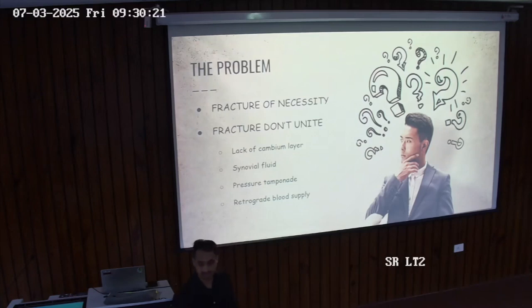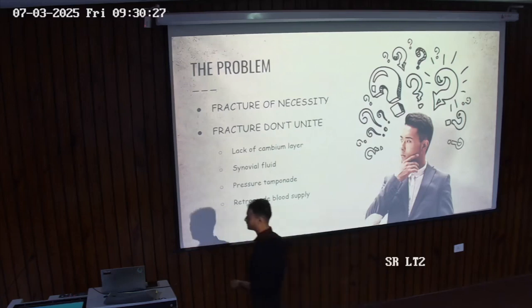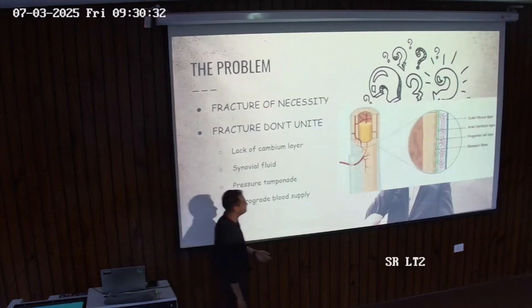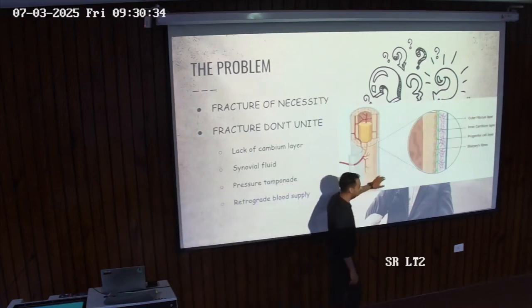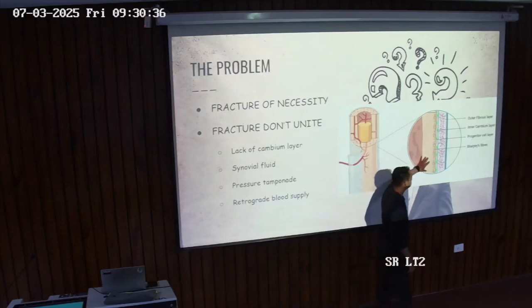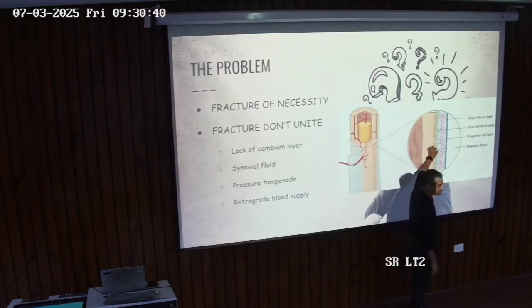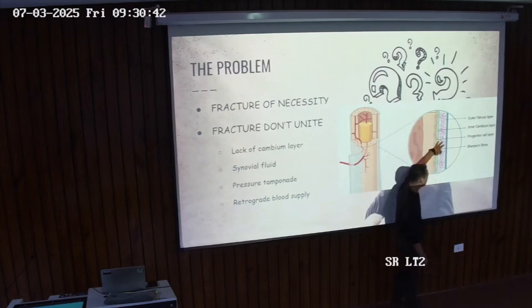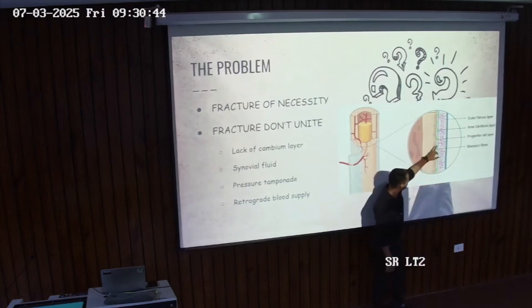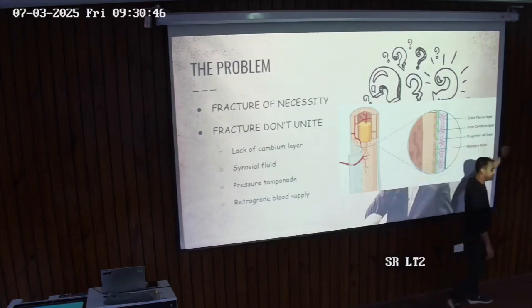Retrograde blood supply. Any idea? Okay. The lack of cambium layer. These are the layers of the bone. You see a massive image of it. This layer here is the cambium layer. In all the bones, this layer is the cambium layer. What does it have? The progenitor cell layer.